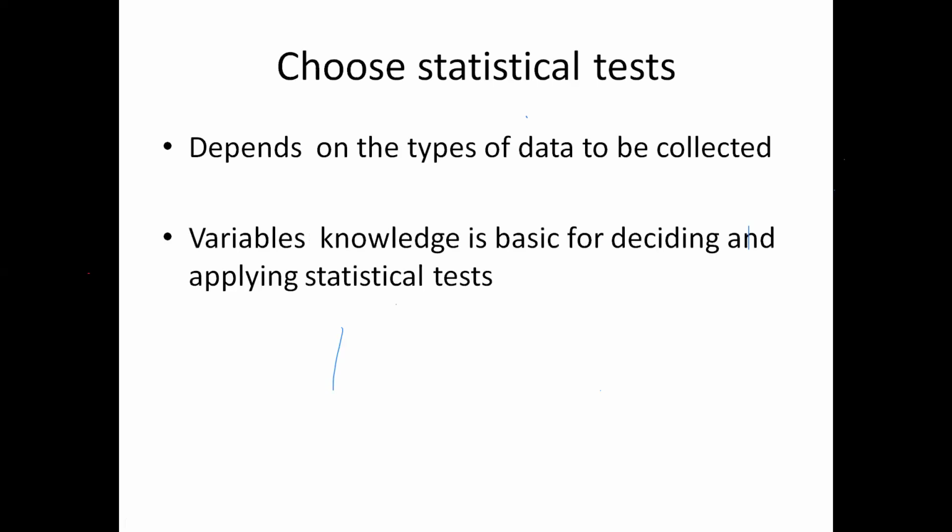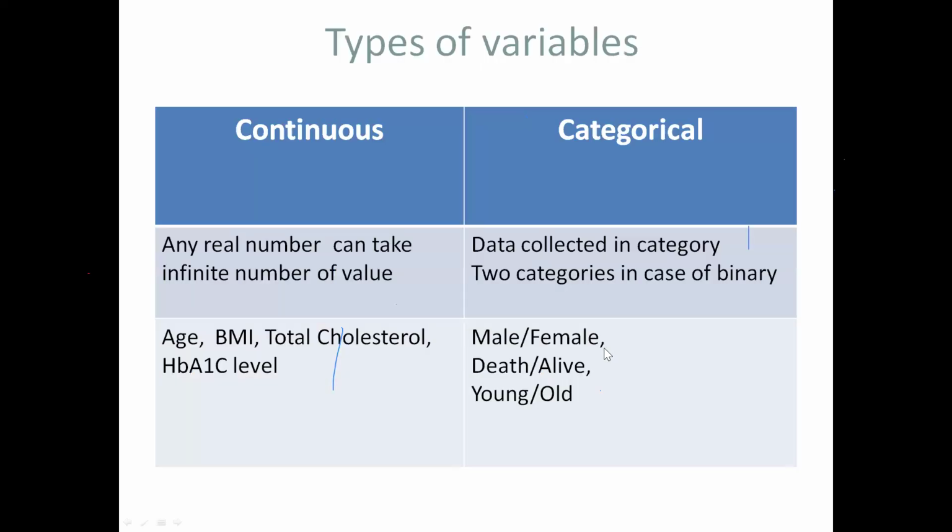Okay. So now it depends on the types of the data to be collected. So let us see what are the continuous data. Any real number can take infinite number of values, like age, BMI, total cholesterol, HbA1c level. And categorical variable data is collected in categories, two categories in case of binary, like male, female, dead, alive, young, old.